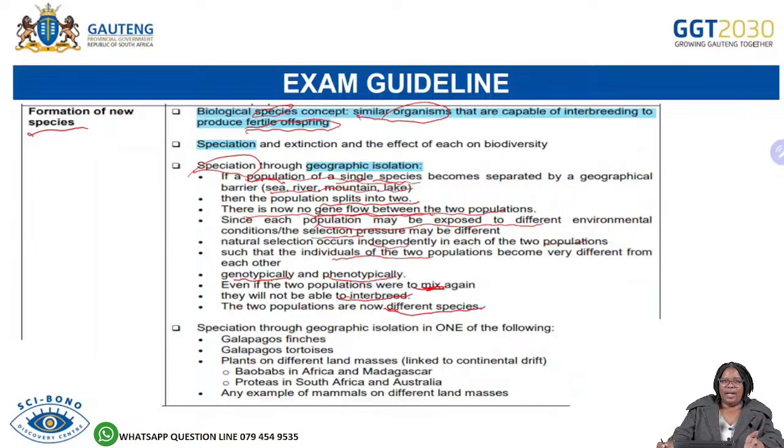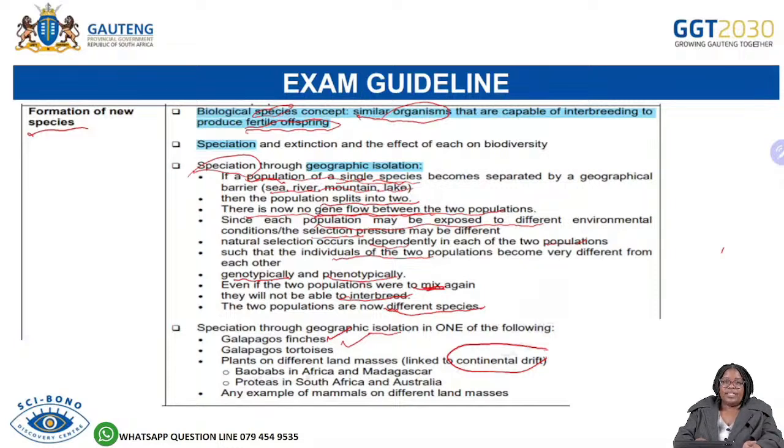So this is the general explanation of speciation, right? Also we can look at speciation through geographic isolation. In one of the following, you can get an example, a scenario that can relate to Galapagos finches, Galapagos tortoises. They can give you any example in the exams. Plants on different land masses, linking it to continental drift. Remember when we started with the introduction to evolution, we touched on the continental drift, how that happens.